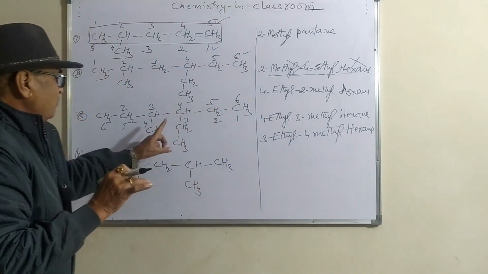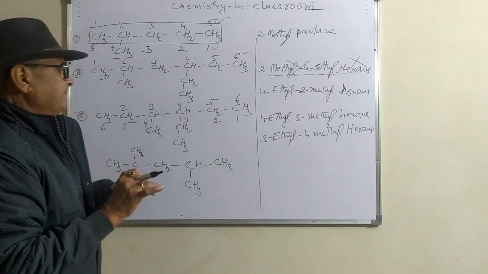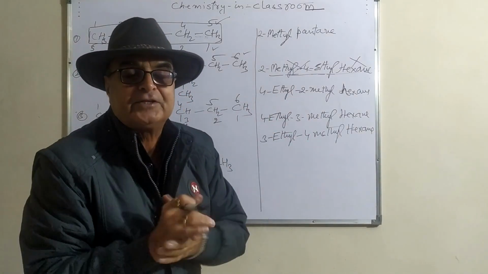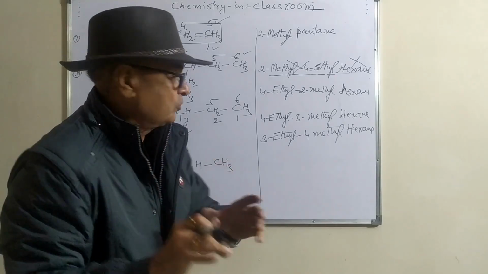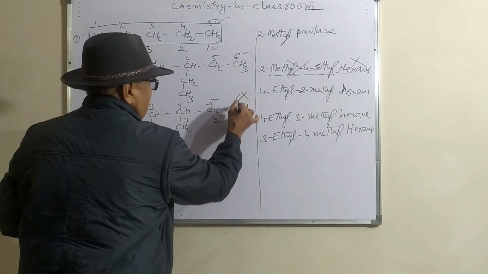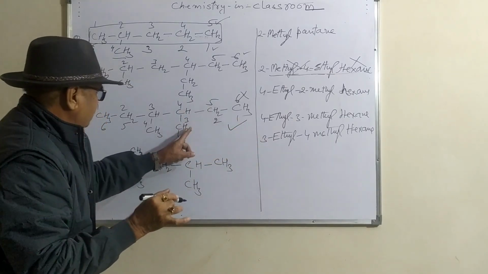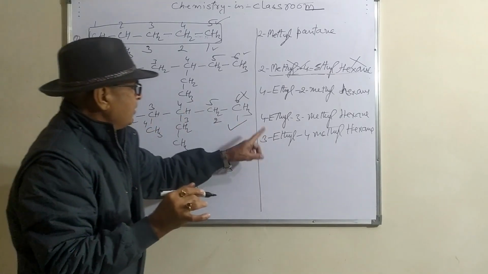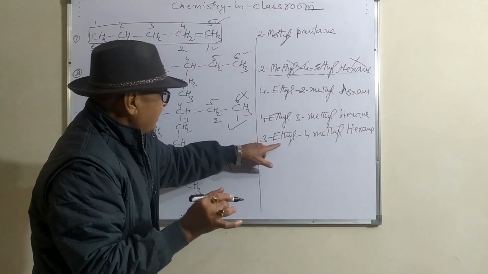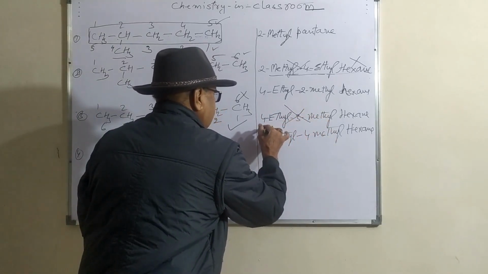The ethyl group will be preferred to avoid the lowest number, because ethyl comes first in the alphabetical order. Ethyl, so the locant number will be 3. So this numbering will be wrong and this numbering will be right. The name of this compound will be 3-ethyl 4-methyl, because we prefer to award the lowest number to the ethyl group, because ethyl comes first in the alphabetical order. So this name will be wrong and this name will be right.